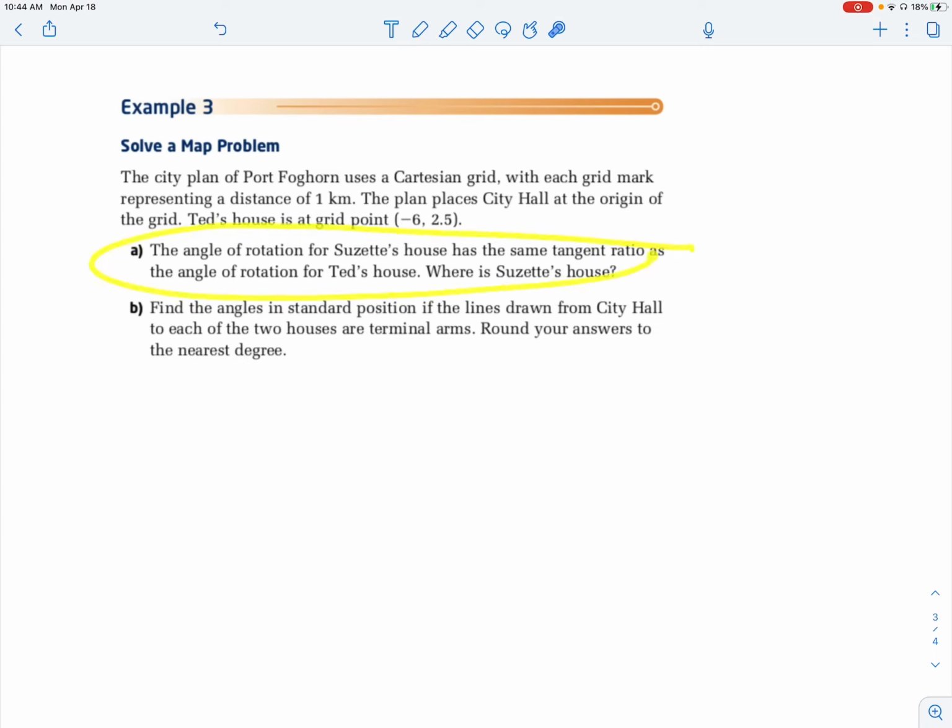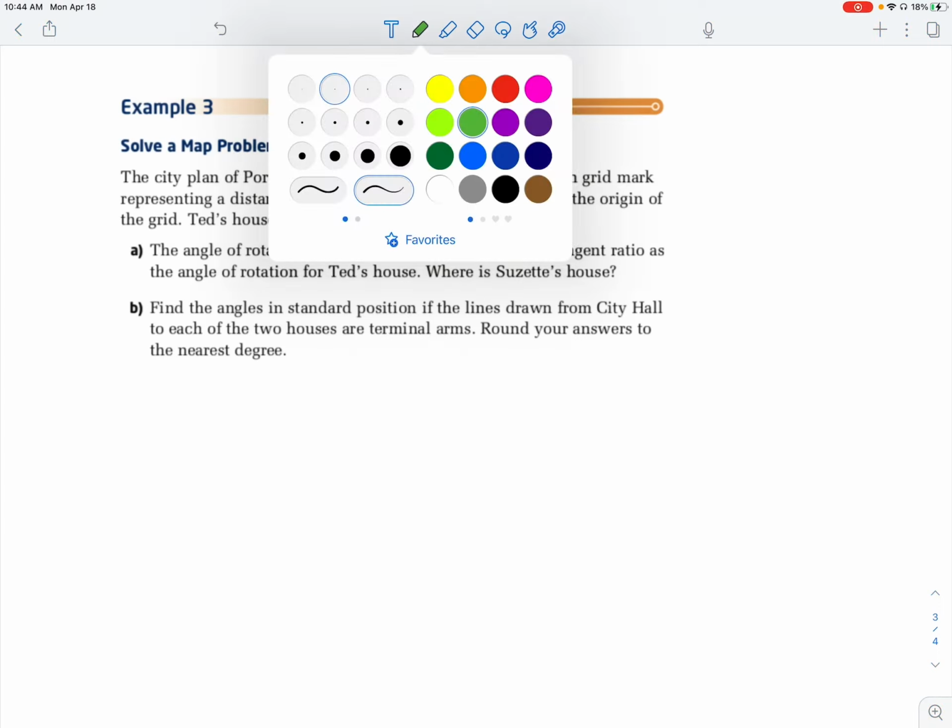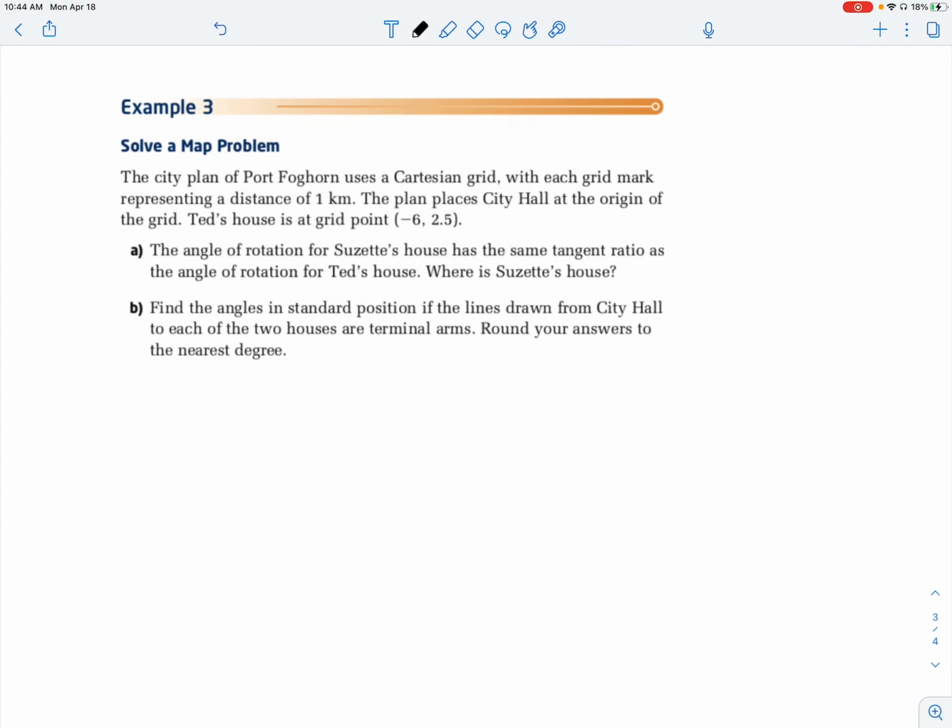Part A says the angle of rotation for Suzette's house has the same tangent ratio as the angle of rotation for Ted's house. Where is Suzette's house? Okay, we're going to have to draw this on the Cartesian plane. So we're going to quickly make a grid with the x and y axis.